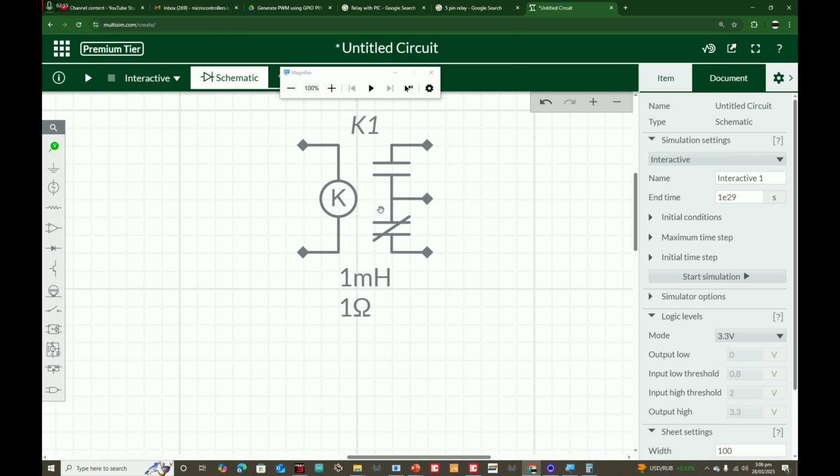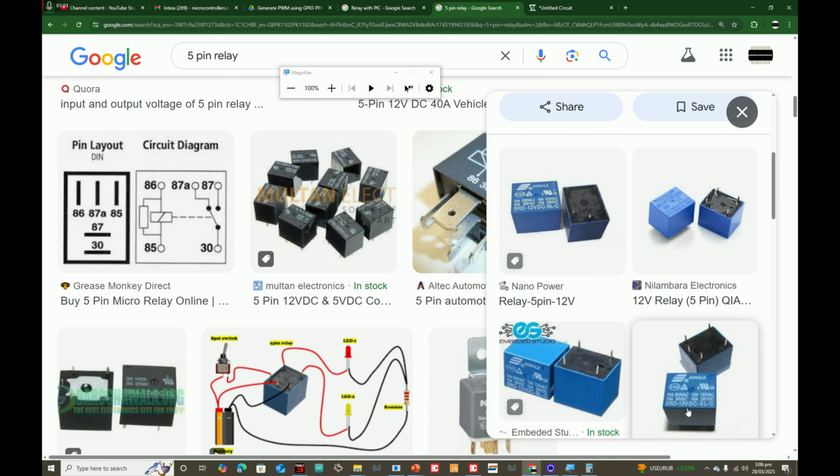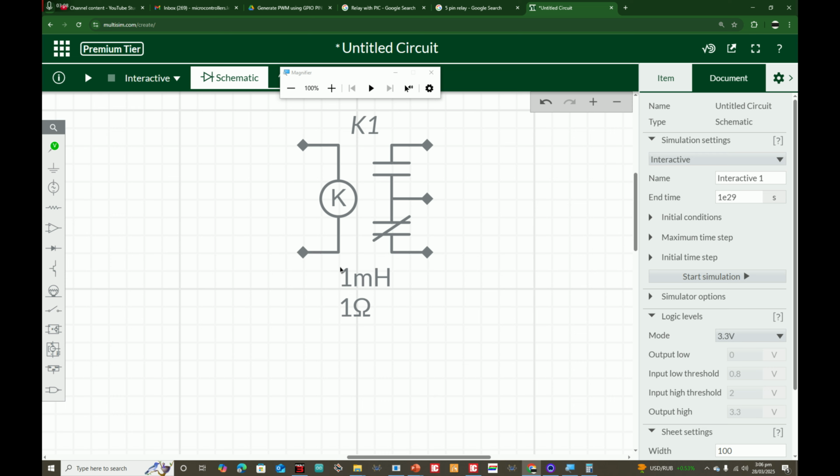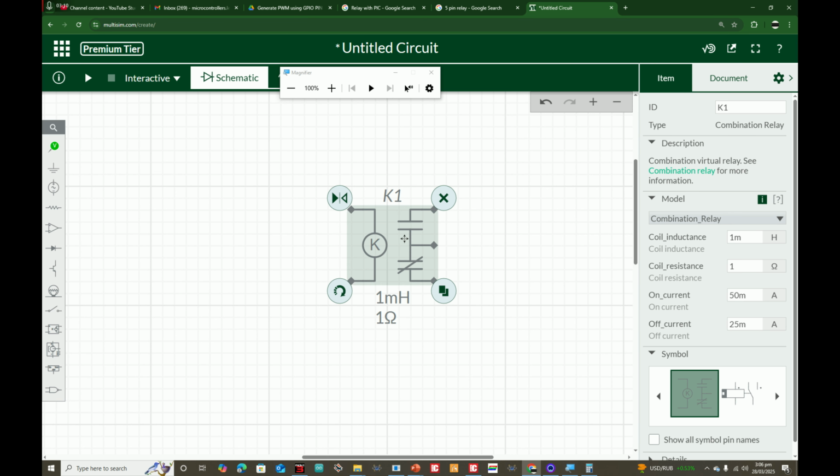Now the triggering voltage of the relay depends. Usually it can be from 5 to 12 volt, like a 5-pin relay, whichever you buy. On the relay it is mentioned 12 volt, on some it is 5 volt, some it is 24 volt. It depends upon whichever you buy. So whatever the relay is, you know the voltage. Now let's make the circuit.